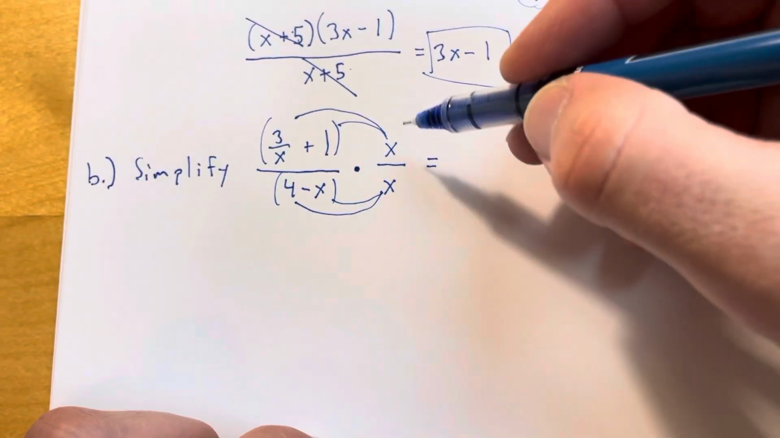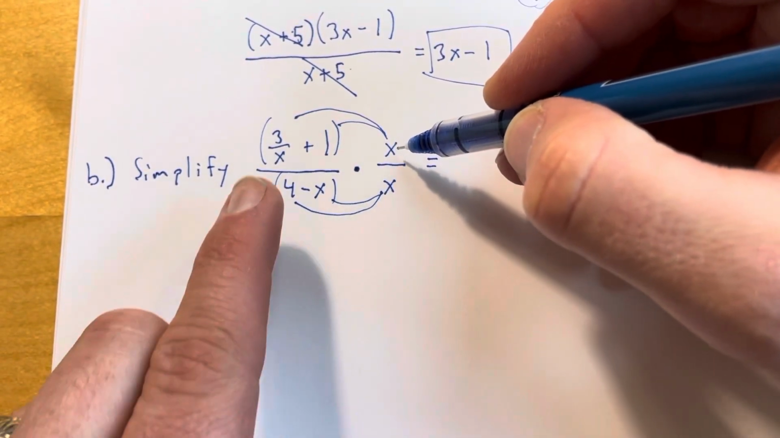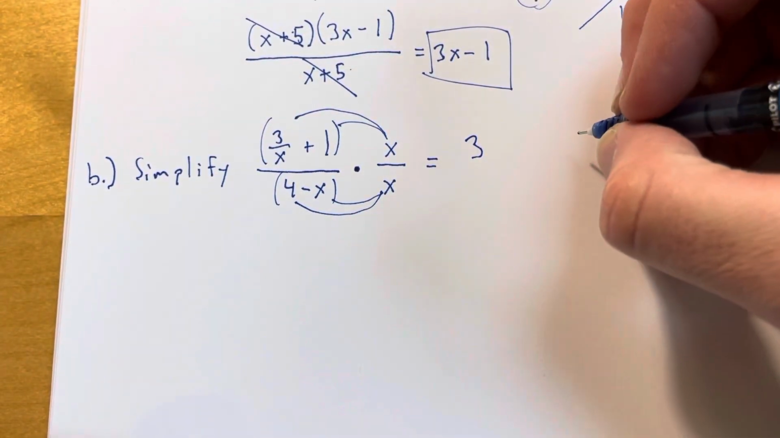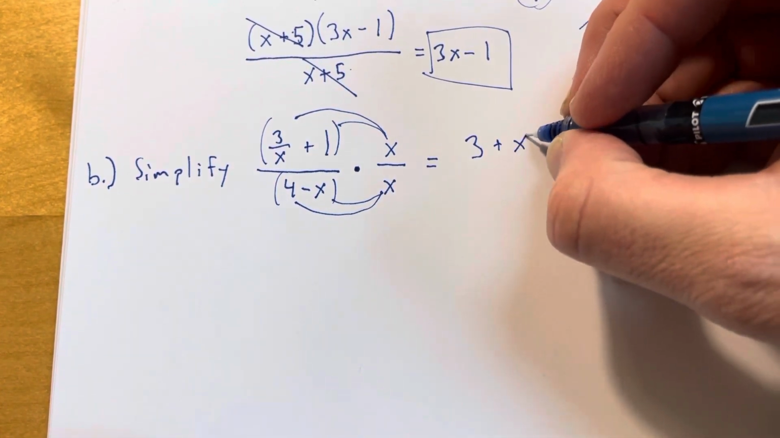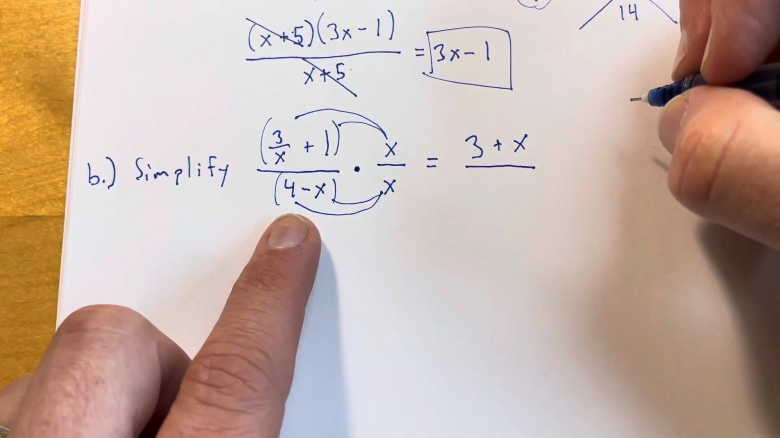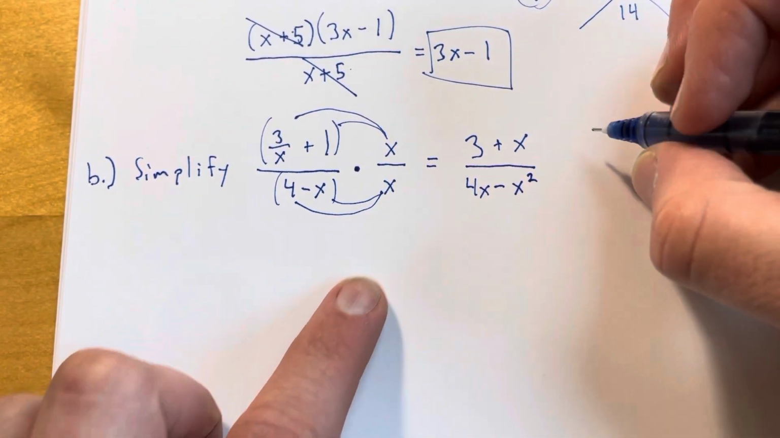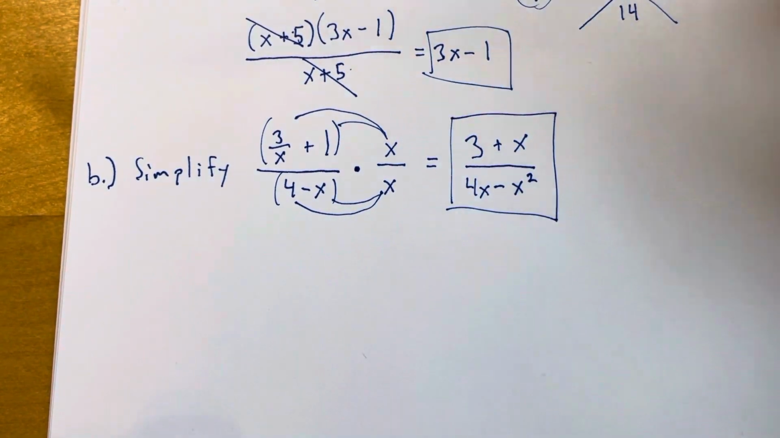So when I do 3 over x times x, the x here and the x in the denominator cancel each other out, and the 3 is all that's left. Then I have 1 times x, which is just x. Down in my denominator, x times 4 would be 4x. Negative x times x is negative x squared. This would be considered simplified, the way that we're going to define that. And again, it may not be what other textbooks refer to as simplified, but for us, the fact that we've eliminated any of those smaller denominators is what we're using to justify that. So now it's just a regular rational expression.